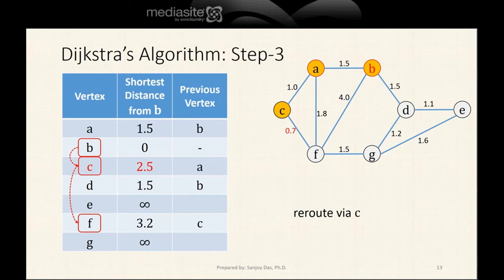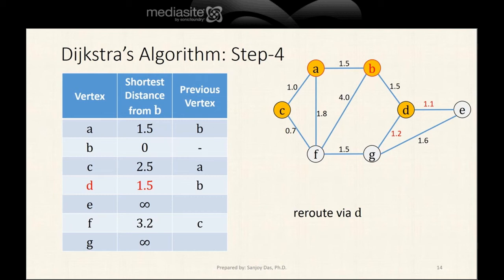So now what I have is from B to C was 2.5 and from C to F was 0.7. They added up to 3.2, and so my new shortest path has a distance of 3.2, and that's through C. End of step 3. Now step 4.